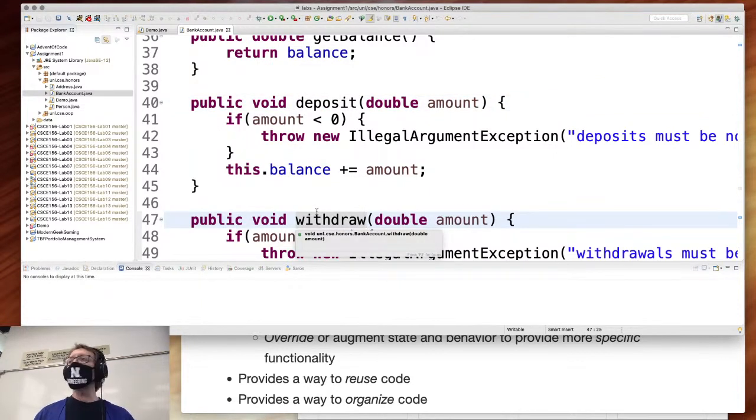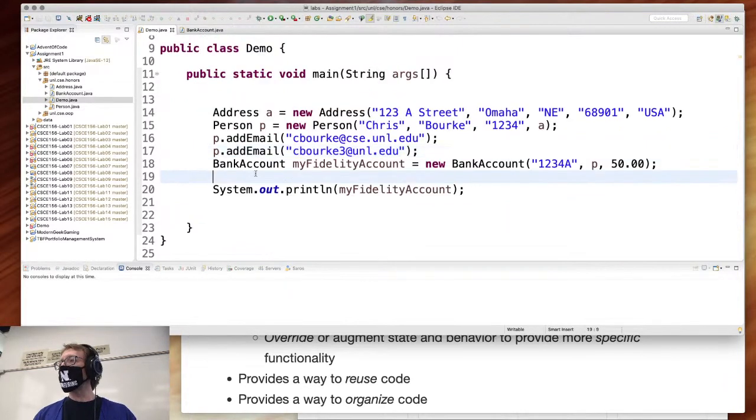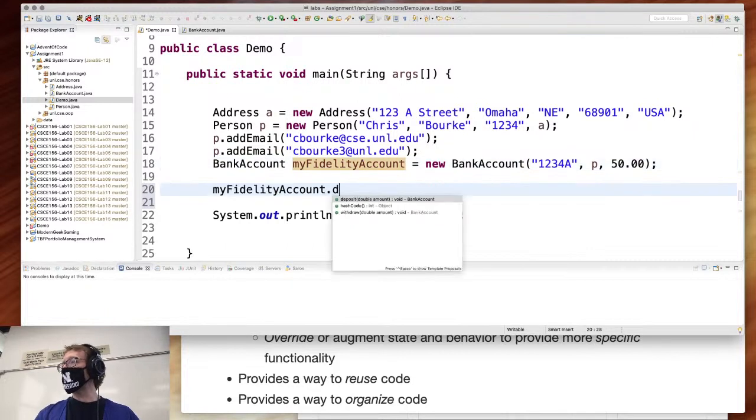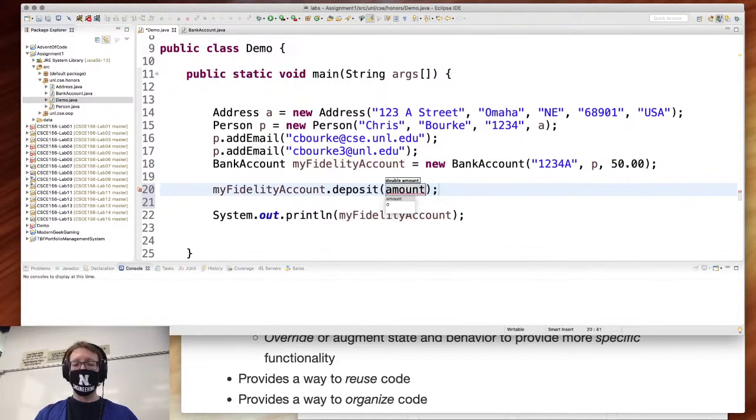And it would be breaking encapsulation if in my demo class over here, if I wanted to make a deposit, right now it's good encapsulation because the class handles it for me. Let's see, bank account, my Fidelity account right here. I'll make a deposit of, I don't know, $50. So it brings me up to $100 right there, right? It would be breaking encapsulation if I located that outside the class.